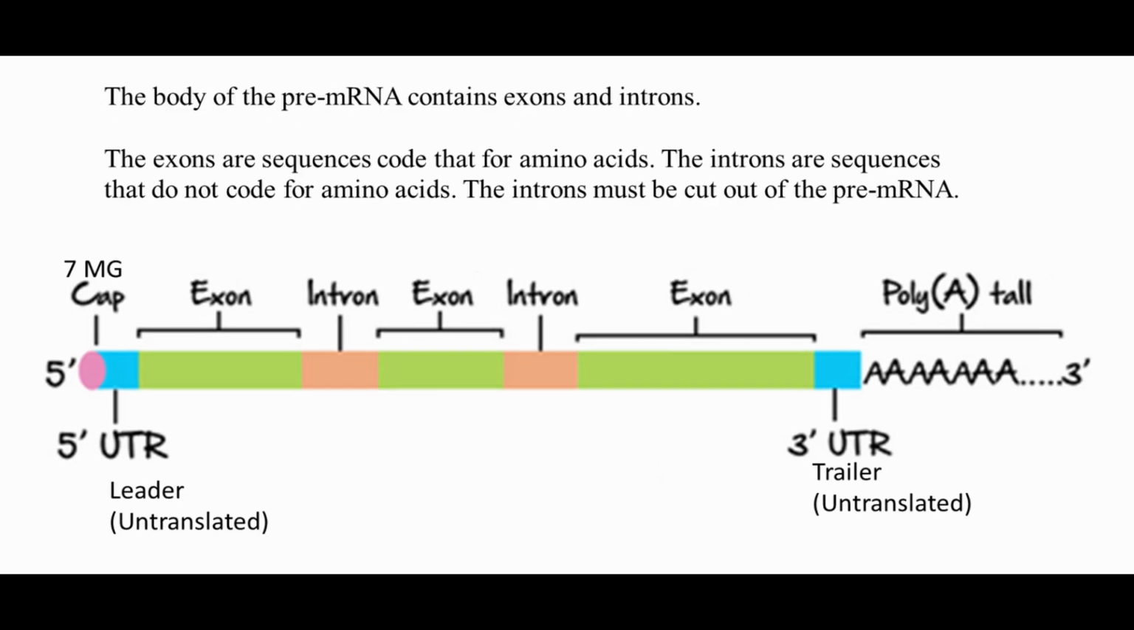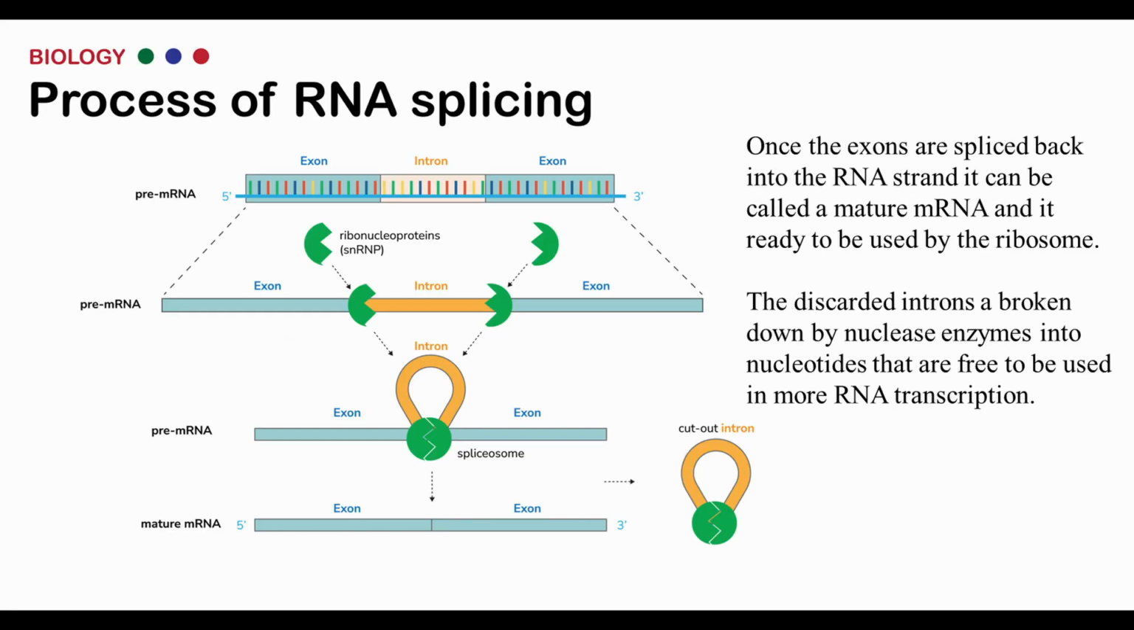The body of the pre-mRNA contains exons and introns. The exons are sequences that code for amino acids. The introns are sequences that do not code for amino acids. The introns must be cut out of the pre-mRNA. Once the exons are spliced back into the RNA strand, it can be called a mature mRNA, and it is ready to be used by the ribosome. The exons and introns are shown in the figures.